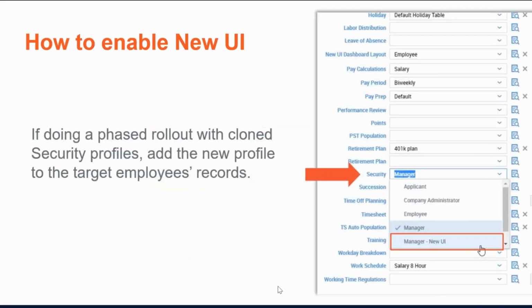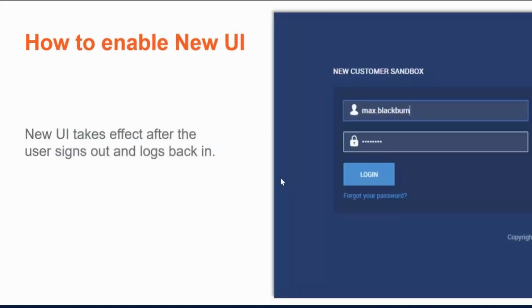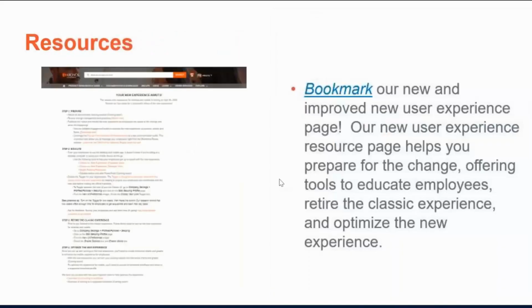Once you enable that toggle in the security profile, and you have that profile created, so we called it company administrator new UI, or in this case manager new UI, all I have to do is go into the profile of the employee I want to change and change their security from manager to manager new UI. Of course, save it. The next time that person logs into the system, they're going to be on the new user interface. It takes effect almost immediately.